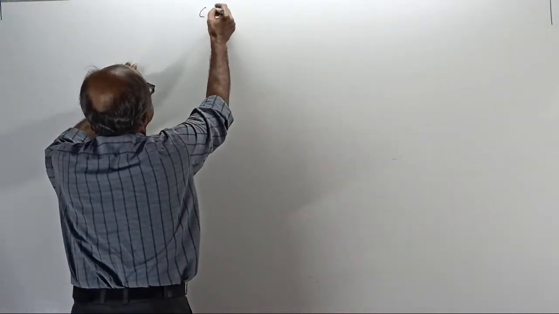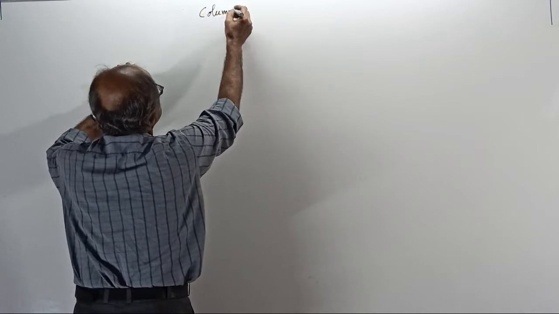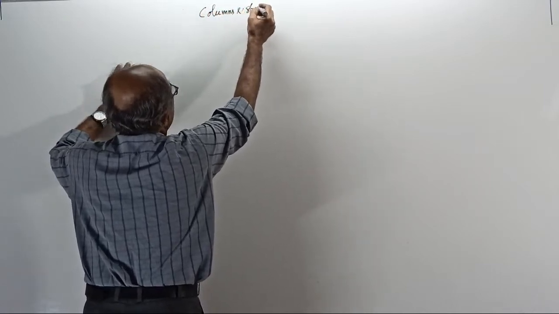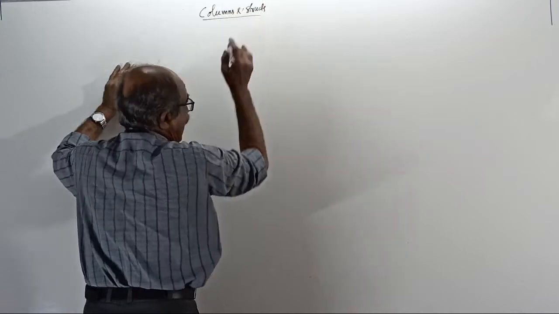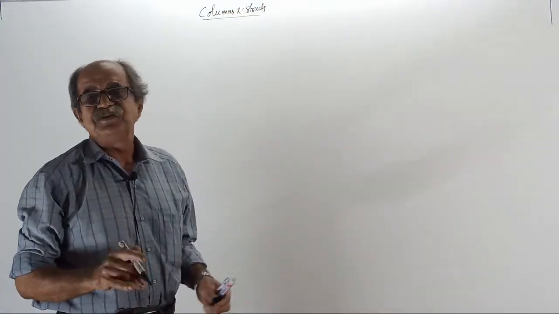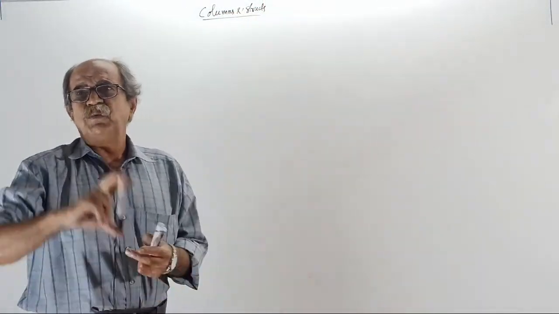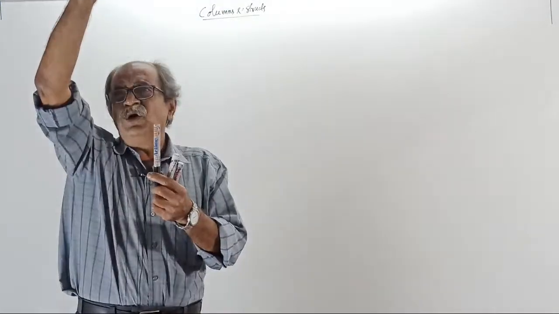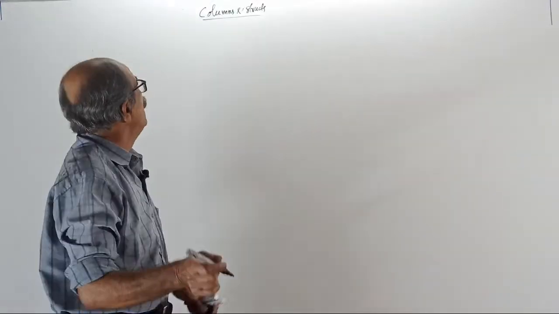Columns and struts. The heading is columns and struts. That is the technical name used everywhere. But actually, it is columns, or a vertical member subjected to axial compression. So you can make a note.